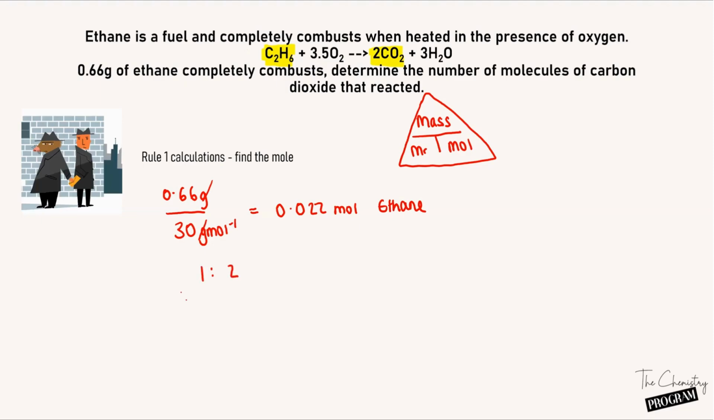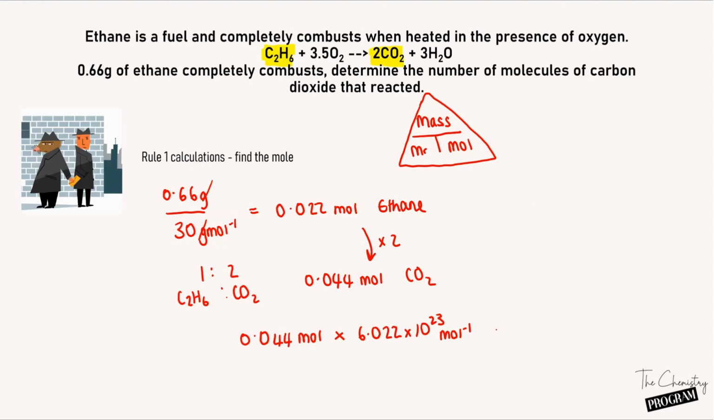Looking at the ratio of ethane to carbon dioxide from our equation, it's a 1:2 ratio. We therefore need to multiply the moles of ethane by 2 to get the moles of carbon dioxide, which would give us 0.044 moles of carbon dioxide. Now we have the moles of carbon dioxide, we simply have to multiply it by Avogadro's constant, 6.022 times 10 to the 23, and that gives us the number of carbon dioxide molecules formed in this reaction.